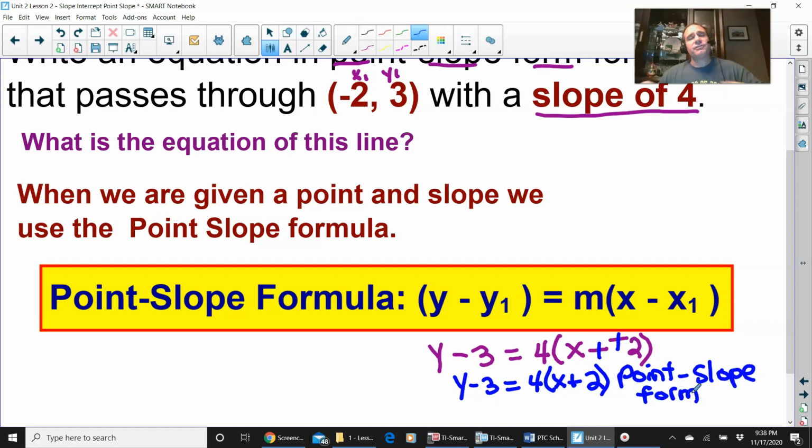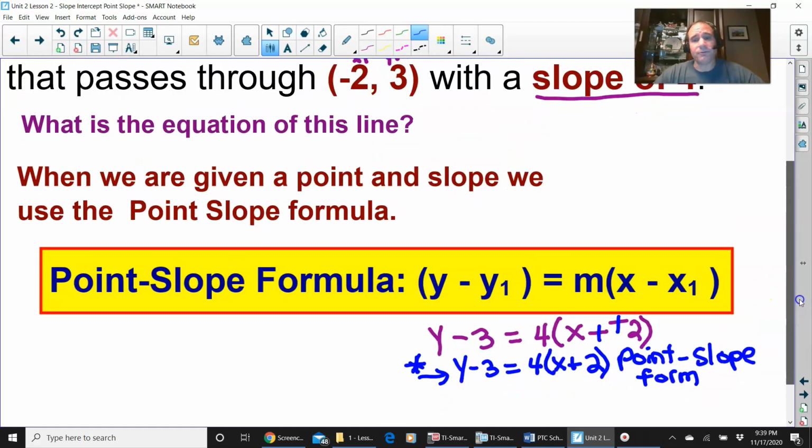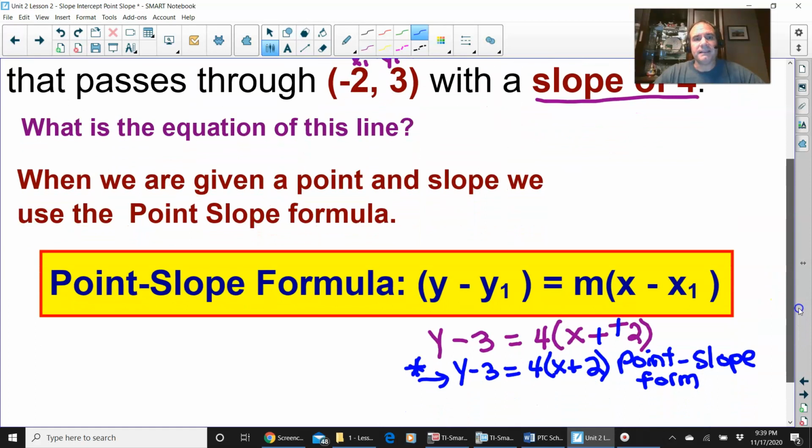If you want to get into slope intercept form, then you do distributive property and then add 3 on both sides. You get y equals mx plus b. But this is your answer here, you could leave it. This is the point slope form, and that is it. When they ask you for point slope form, don't give them slope intercept form. Give them what they want.